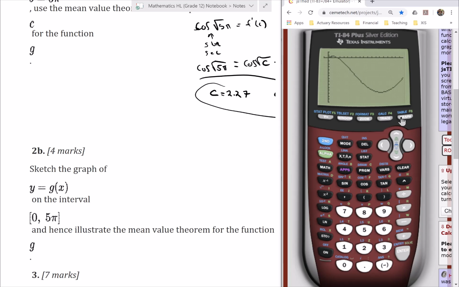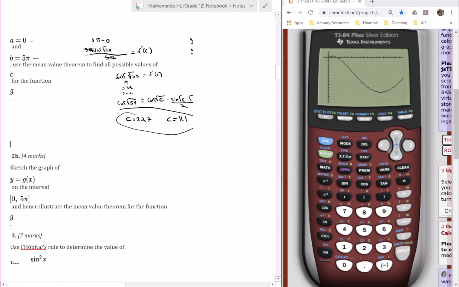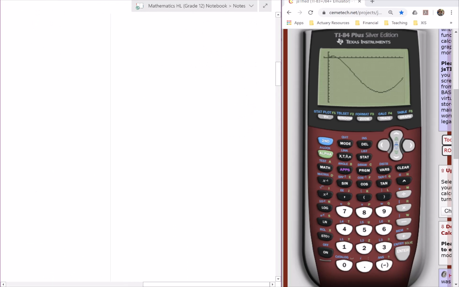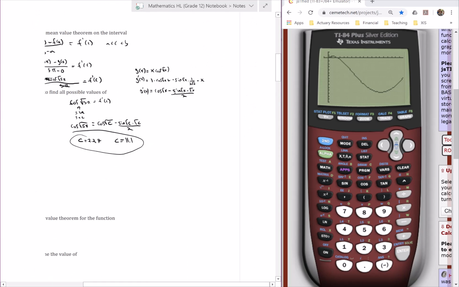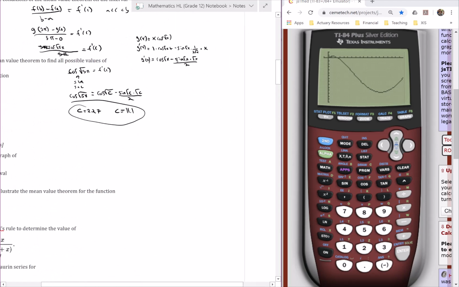So when we are asked to sketch a graph, we need to provide a general shape and important points, right? So if we're going to sketch this, we for sure need axis intercepts, right?